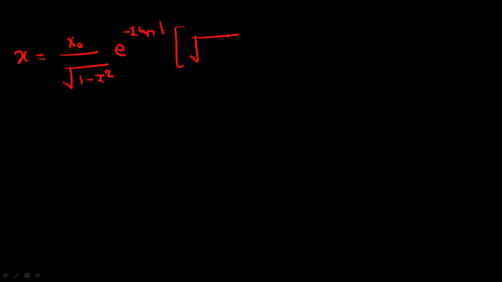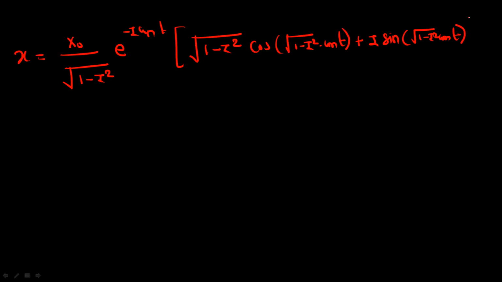So I will give the final solution; try to complete the remaining calculation. So x is equal to x0 upon square root 1 minus zeta square, e raised to minus zeta omega n t, times square root of 1 minus zeta square cos of square root 1 minus zeta square into omega n t, plus zeta sine of square root 1 minus zeta square omega n t. Okay, so this is the complete solution.